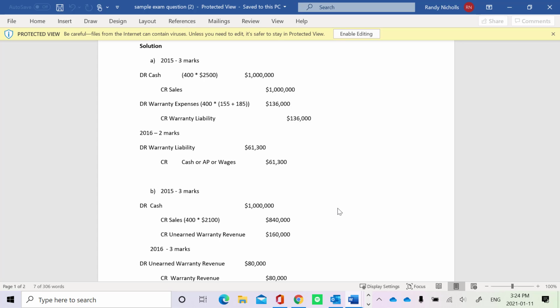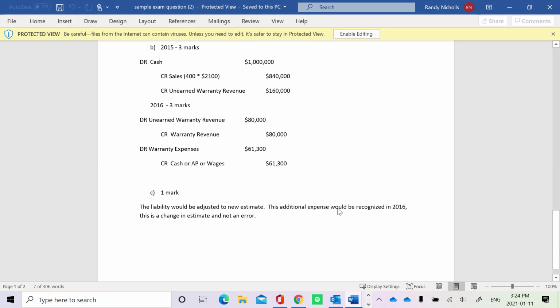Just real quick, 2015 we record the sales and we record all of the warranty expense related to those sales. 2016, when we actually incur costs, it comes out of the liability. So if our estimate of the liability is perfect, which it wouldn't be, but if it was, we would have no revenue and no expense after 2015. Everything's been recorded in a year of sale.